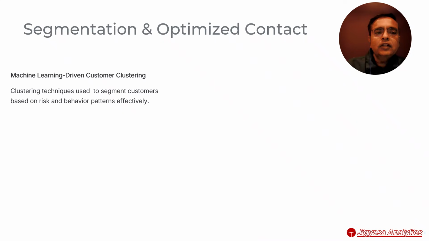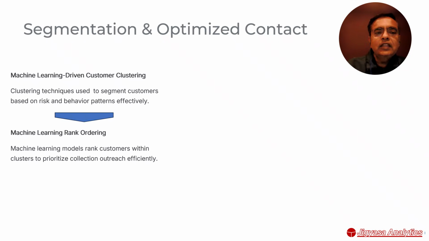Let me now talk to you a little bit about how you can use automation, machine learning, and AI to create an optimized collection system. The first step would be to set up a machine learning driven customer segmentation system. This will allow you to identify and separate out different risk profiles, different behavioral patterns, and better strategize on how to collect from them.